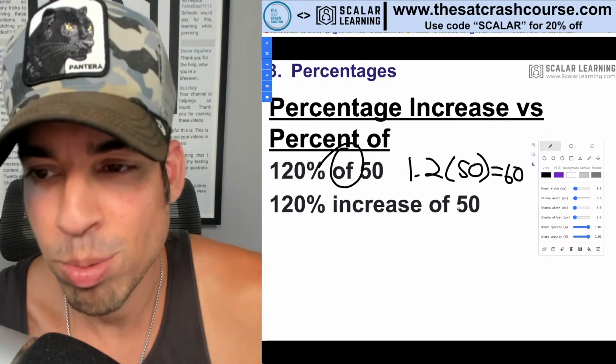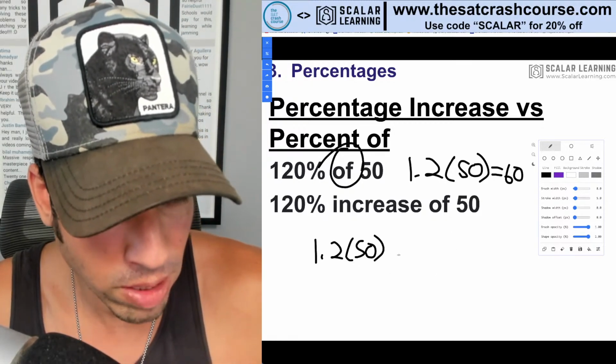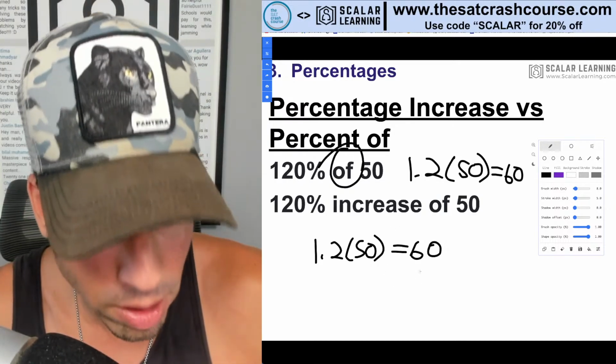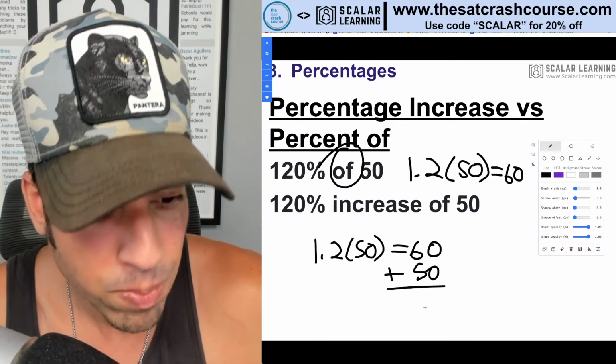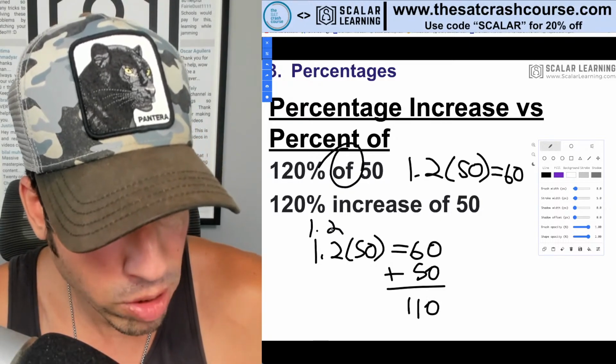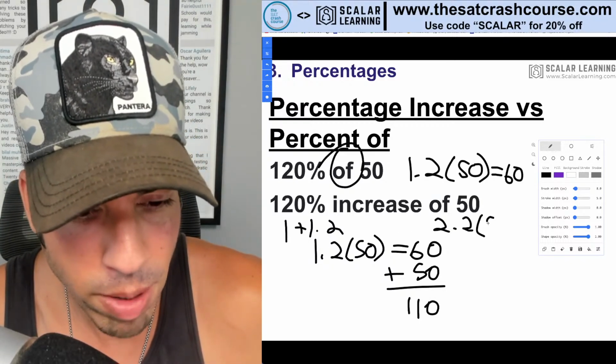But now it's a 120% increase. So we still take 120% of 50, which is 60, but then it's increased. So it's in addition to, on top of my original 50, which is 110. Or the other way to think about it is you're taking that 120% and you're adding it to 100%, or 1. So you're multiplying 50 by 2.2.